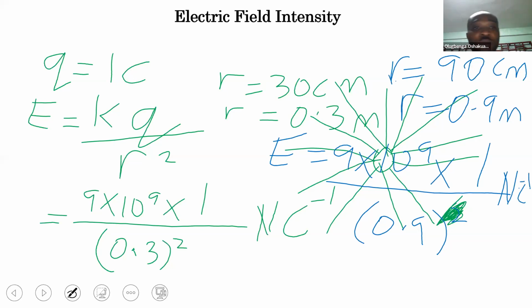So at your leisure time, I suggest you attempt it. You should have, I think, 1 times 10 raised to power 11 for the 30 centimeter, and 1.1 times 10 raised to power 10, both in Newton per coulomb, for the second example, which is considering 90 centimeters away from the charge.